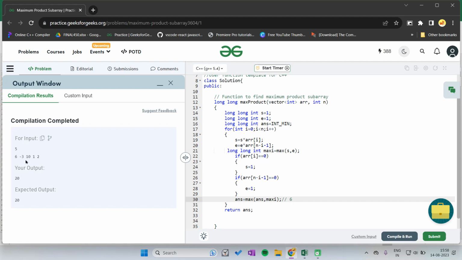Now in the next term, the value of s is 6 into minus 3, which is minus 18, and the value of e is 2. So now the maximum value is 2, and it's checking if 2 is greater than 6. No, so the answer is 6. Now the value is 10 into 6 into minus 3, which is minus 180, and the value here is 20, which is the max. So on this comparison, 20 is stored. Now in the next term, there is some negative value, and it's not changing. So 20 is stored, and in the last also 20 is stored, so 20 is written as the answer.